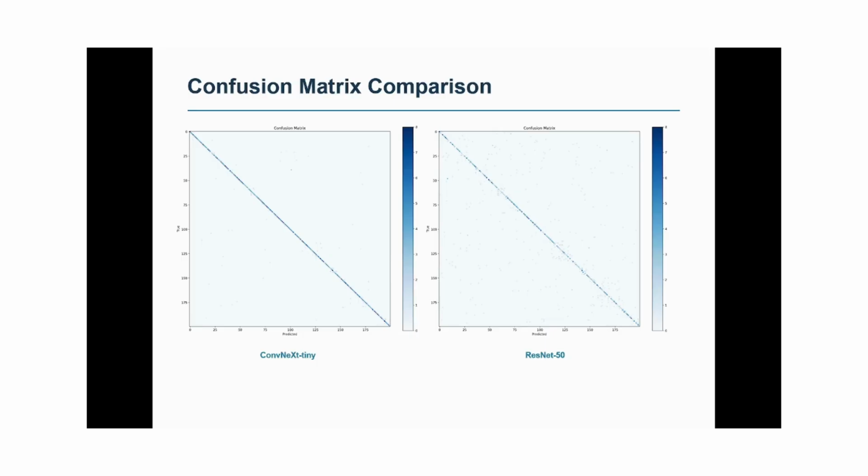Next is the confusion matrix comparison. The ConvNeXt matrix has a strong diagonal with a few off-diagonal elements, indicating that it correctly predicts the true species most of the time, while the ResNet 50 matrix shows a weaker diagonal and many misclassifications, particularly among visually similar species. This visual evidence reinforces the quantitative metrics.